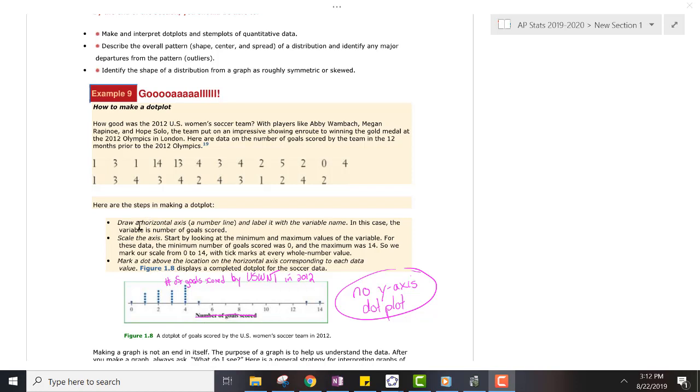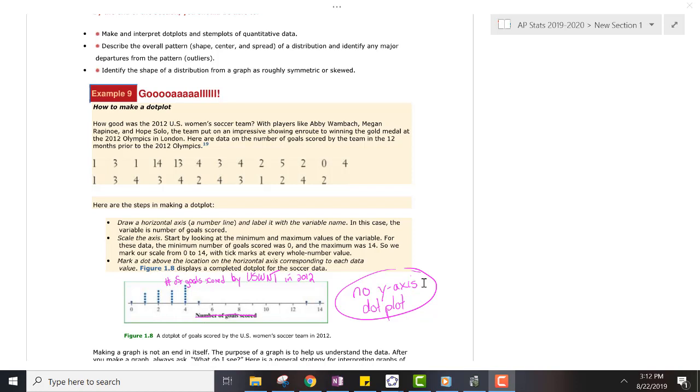Scale the axis. We went by ones because we had small numbers. We extended a little bit because we had some bigger numbers here, but just one tick for each one value. You can label all of them or just every other like this. Mark it out above the location, so put some dots on there.